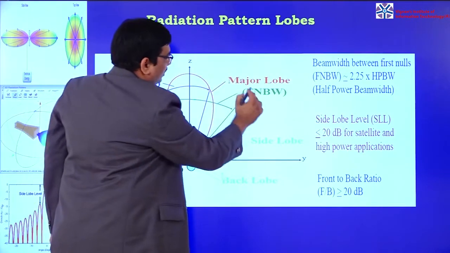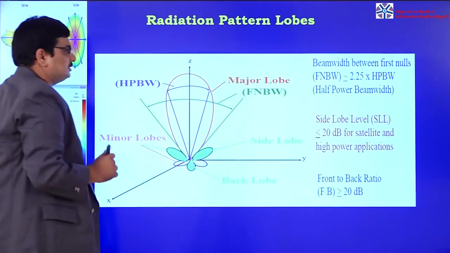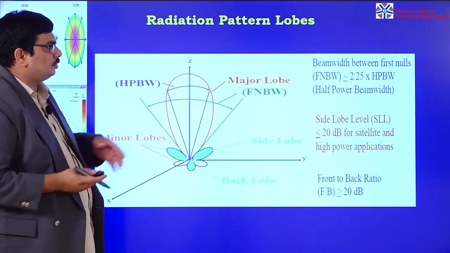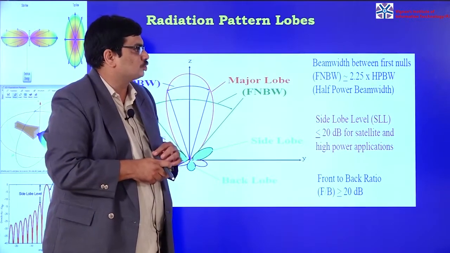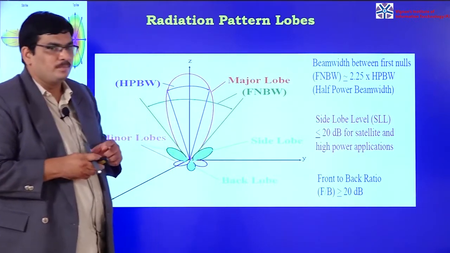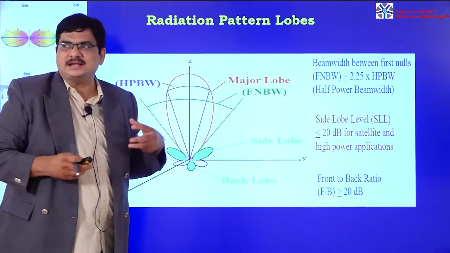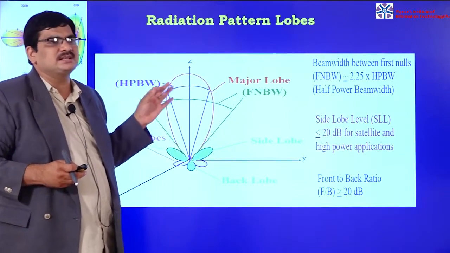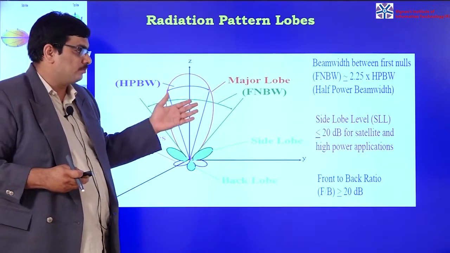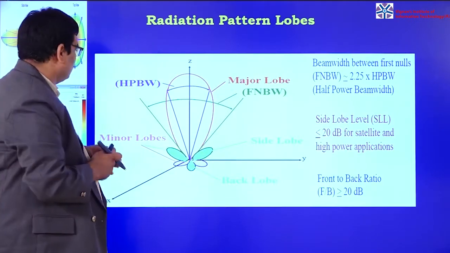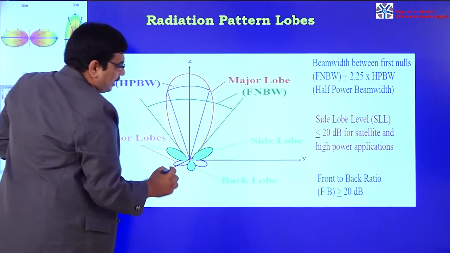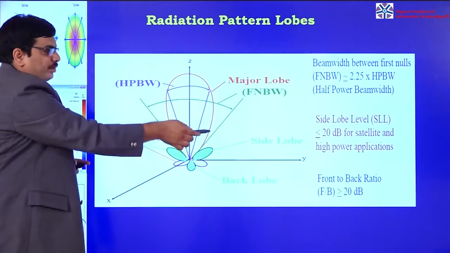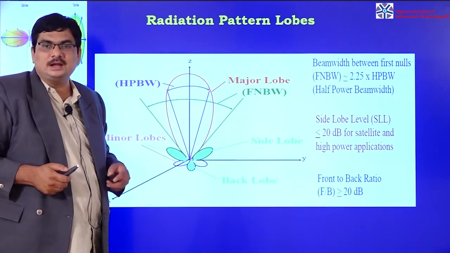Always your half power beam width is equal to first null beam width by 2. So, the beam width between first nulls is equal to 2.25 times half power beam width. And also for most satellite communication applications, the side lobe level must be much lower than 25 dB or 20 dB. And your front to back ratio, that is the ratio of the major beam to the back lobe, should be greater than 20 dB.